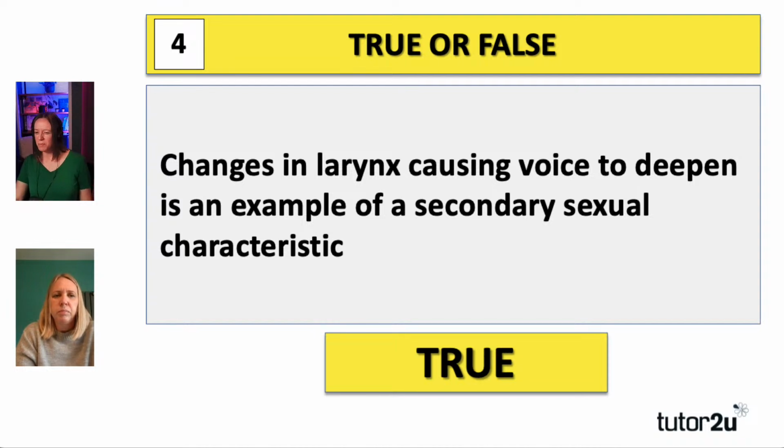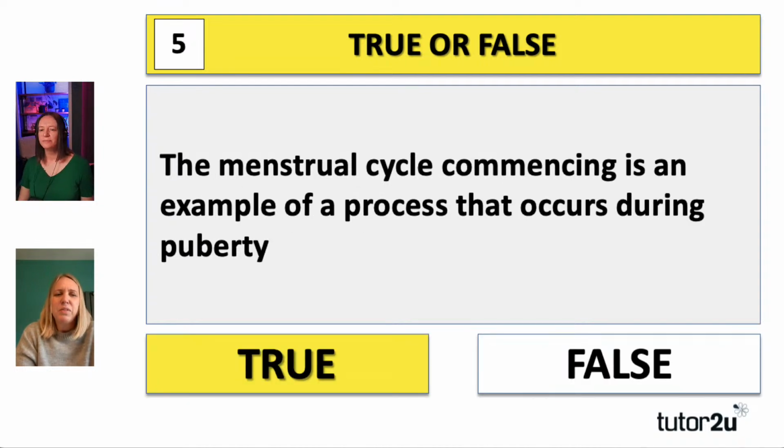Okay, I think we've got one more of these. Yeah, so we've got true or false. The menstrual cycle commencing is an example of a process that occurs during puberty. Is that true or false? What do we think? The menstrual cycle commencing is an example of a process that occurs in puberty. Let's give people a minute to type what they're thinking.